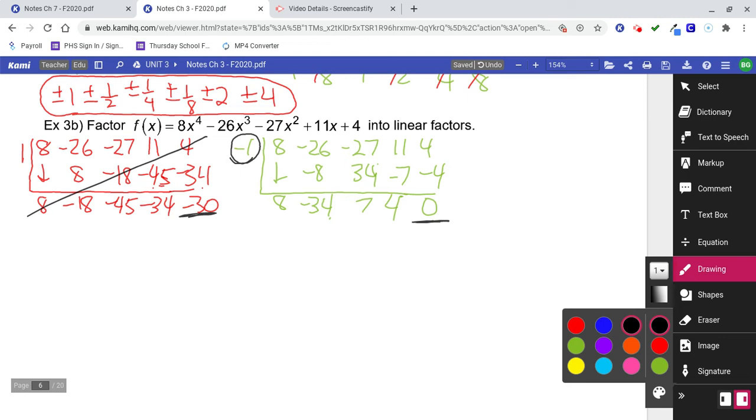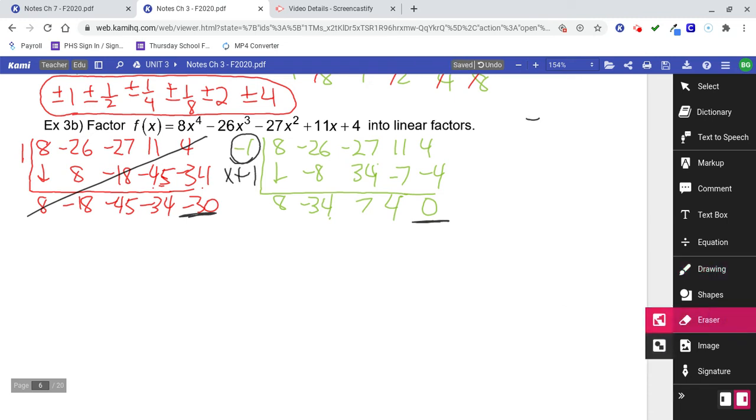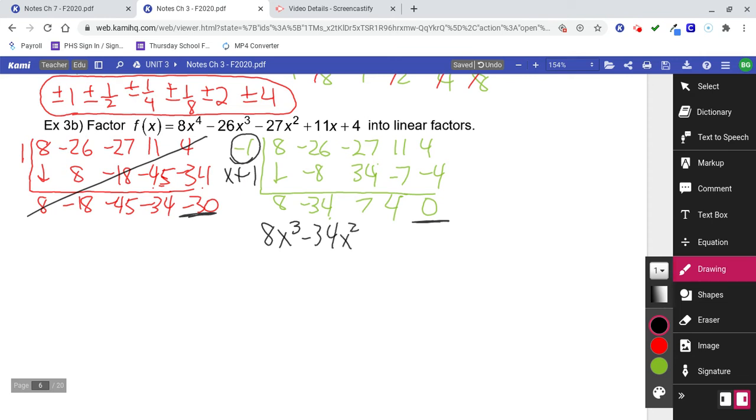If that's a 0, that means that x plus 1 must have been one of my factors, okay? So I know x plus 1 is one of my factors. Maybe we should write it down right here. X plus 1. Because we're trying to factor the thing. We got one of the factors as x plus 1, okay? Now, here's what you want to do. We've just reduced the problem down into 8x to the 3rd minus 34x squared plus 7x plus 4.